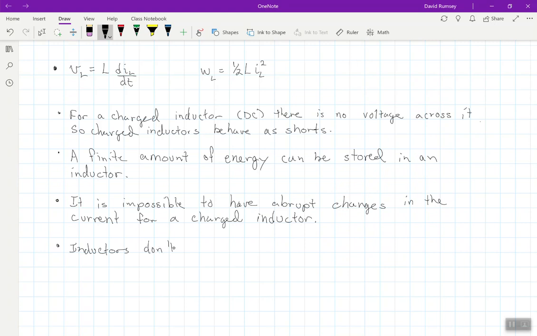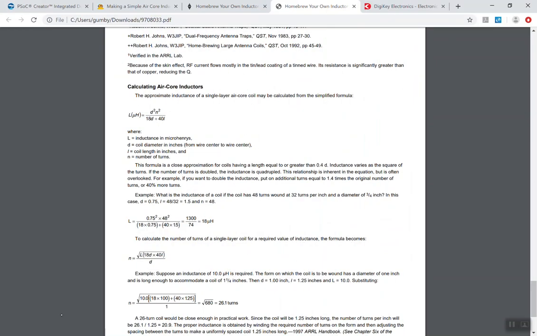And then inductors don't dissipate energy. Ideal ones, but they store it. And we know that, again, this is in an ideal case, that inductors don't dissipate energy, but we know that has to be wrong just if we look at the way inductors are built.